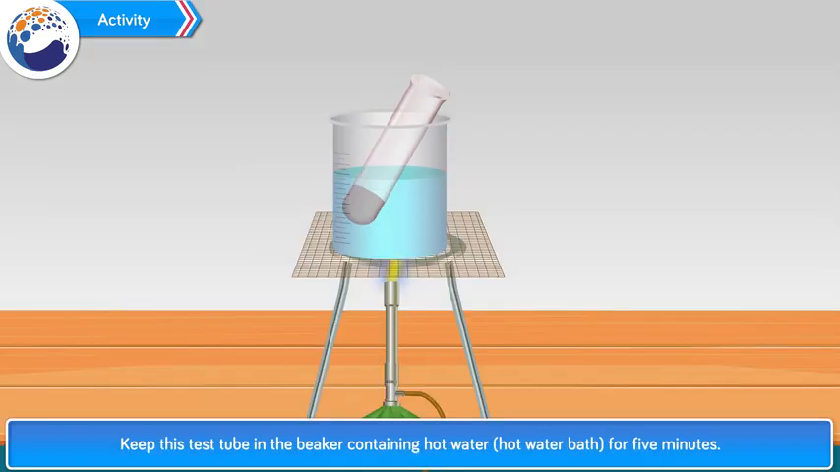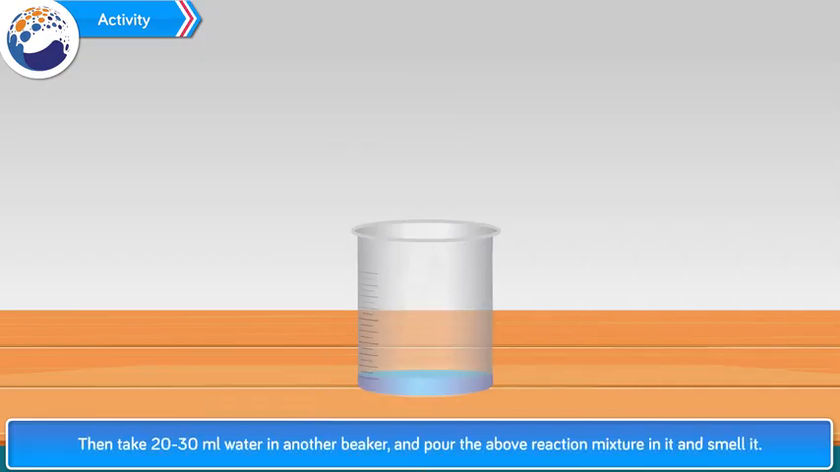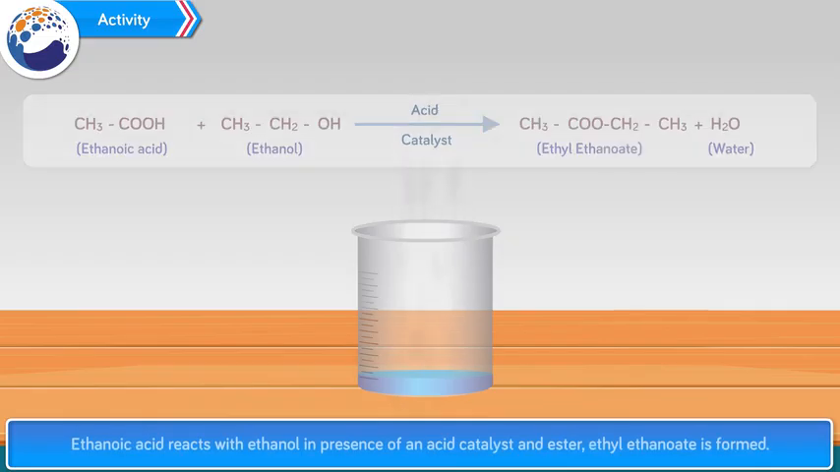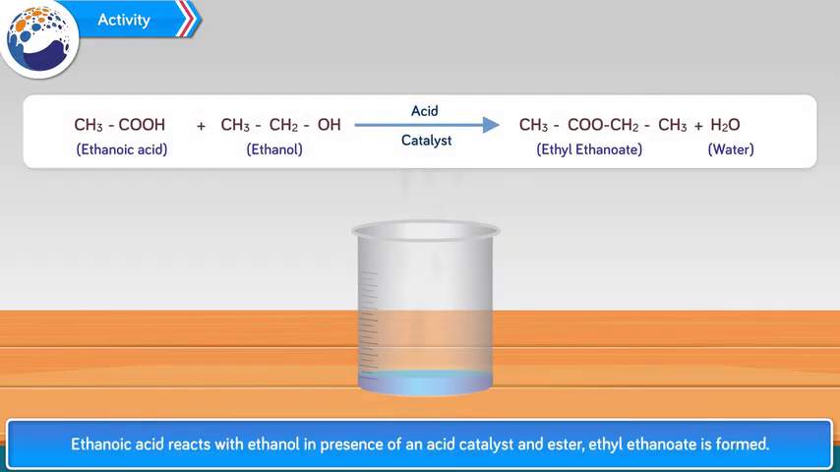Keep this test tube in the beaker containing hot water. Hot water bath for 5 minutes. Then take 20 to 30 ml water in another beaker, pour the above reaction mixture in it and smell it. Ethanoic acid reacts with ethanol in the presence of an acid catalyst, and the ester, ethyl ethanoate, is formed.